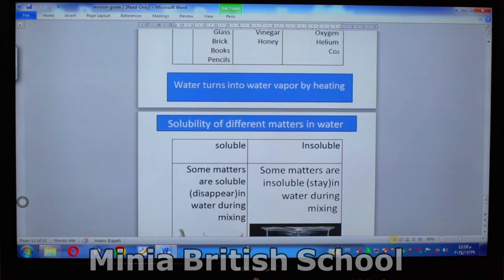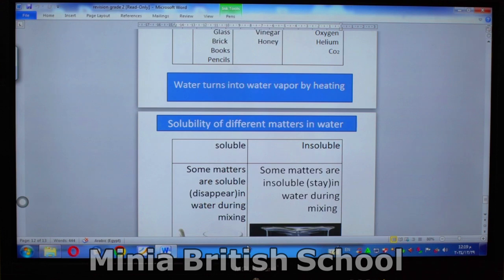Now we are going to talk about solubility. Some matters are soluble in the water. Soluble matters disappear in the water during mixing. So I can't see them, like sugar and salt. So when I mix sugar or salt with water, it disappears in water and I can't see it.